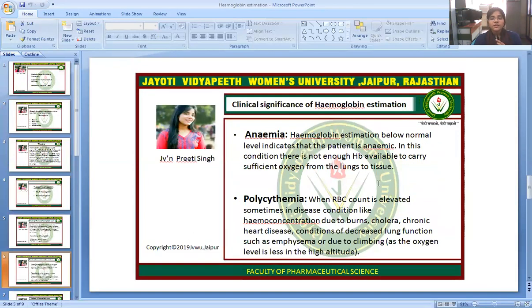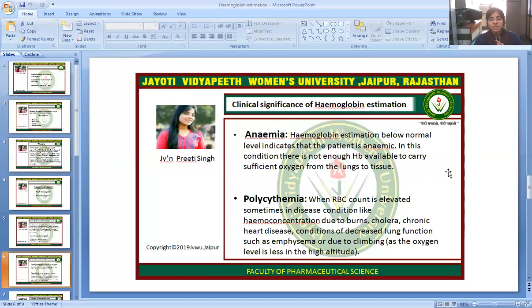So clinical significance of hemoglobin estimation is also the cause of anemia. Hemoglobin estimation below normal level indicates that the patient is anemic. In this condition, there is not enough hemoglobin available to carry sufficient oxygen from the lungs to tissue.